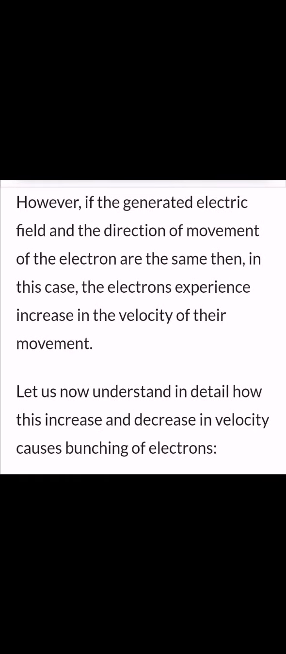And in the second case, if the generated electric field and the direction of movement of the electron are the same, then in this case the electrons experience an increase in the velocity of their movement. And now let us understand in detail how this increase and decrease in velocity causes bunching of electrons.